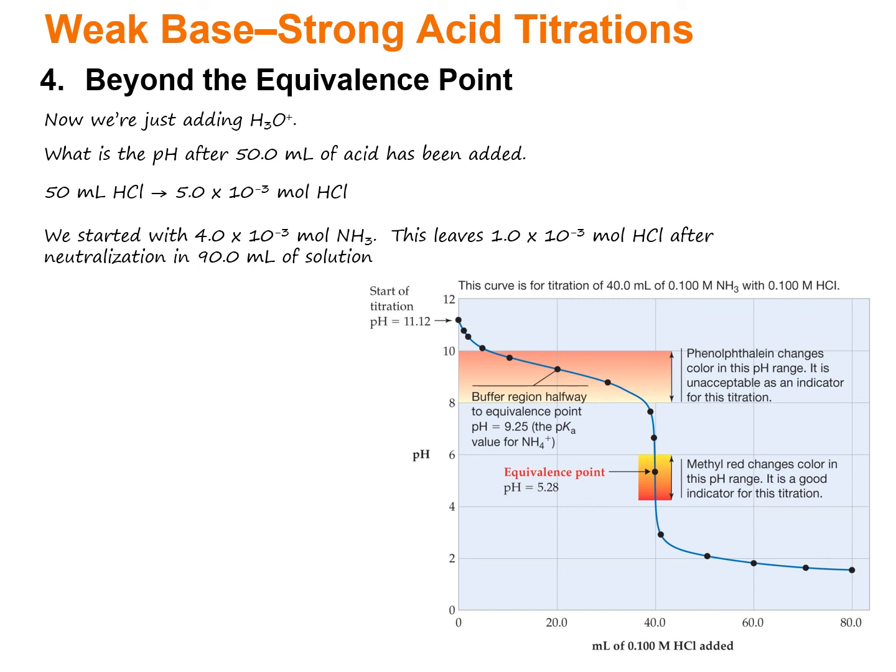We've added 50 milliliters of HCl to the 40 milliliters that was initially there, so we're left with 90 milliliters of solution. To figure out the concentration, it will be just the 1 times 10 to the minus 3 over the 90 milliliters, or 0.09 liters, yielding us 1.1 times 10 to the minus 2 molar. We want to figure out the pH, just the negative log of that, and we end up with a pH of 1.95.